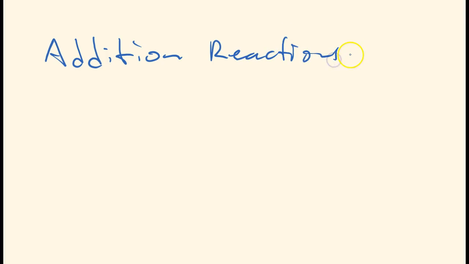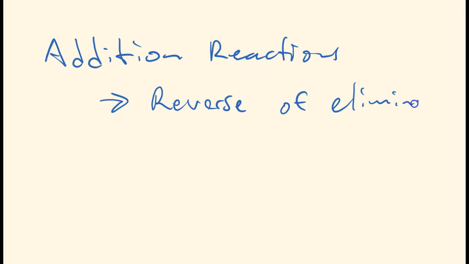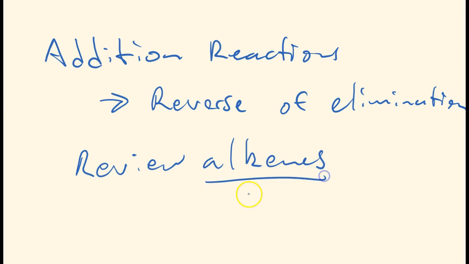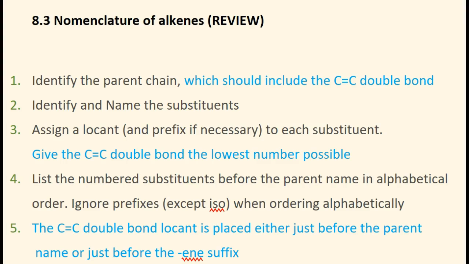So today we're going to be learning about addition reactions. These in many ways can be thought of as the reverse of elimination. To that end, we just need to review alkenes a little bit, because the alkenes are going to be the substrates. So, reviewing naming alkenes, their nomenclature.